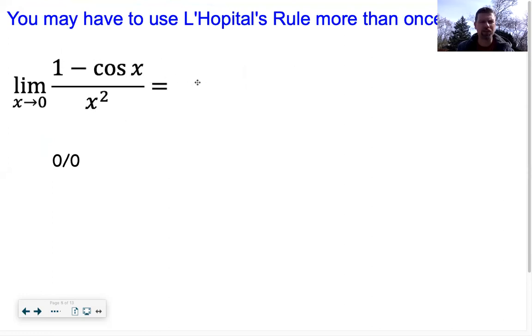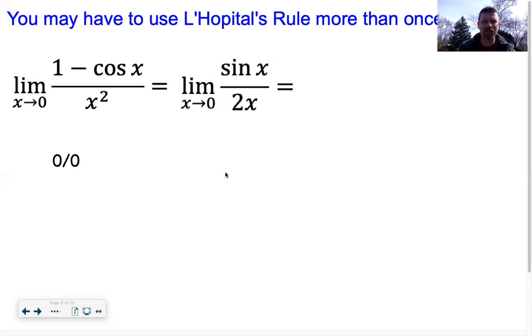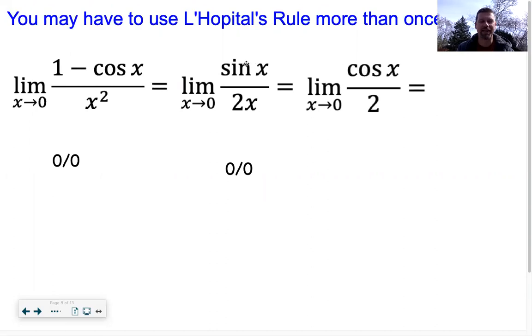The derivative of 1 minus cosine of x is sine of x. The derivative of x squared is 2x. And then I try it again, plug a 0 into there. Ooh, sine of 0 is 0. 2 times 0 is also 0. I get 0 over 0, which isn't an answer, but it is a number in indeterminate form. So guess what? We can use L'Hopital's rule again. The derivative of sine is cosine. The derivative of 2x is 2. Try plugging in 0 now. Putting a 0 into cosine, cosine of 0 is 1. So my final answer is 1/2.